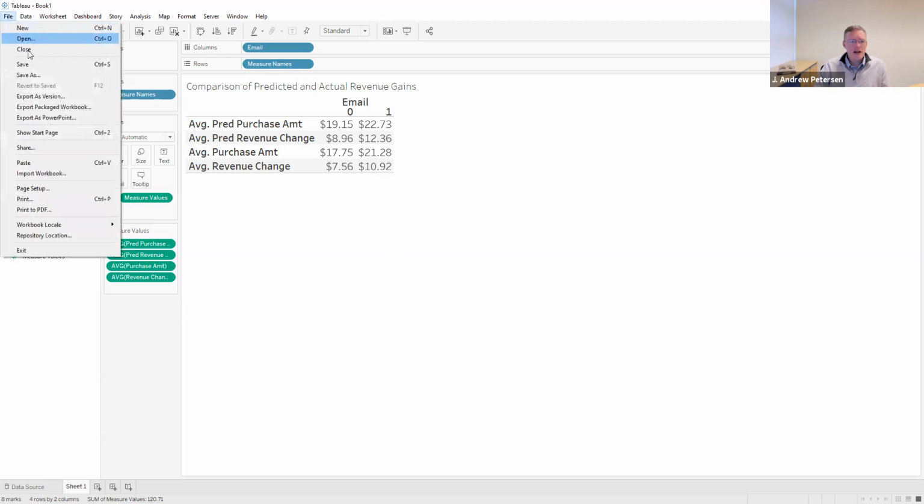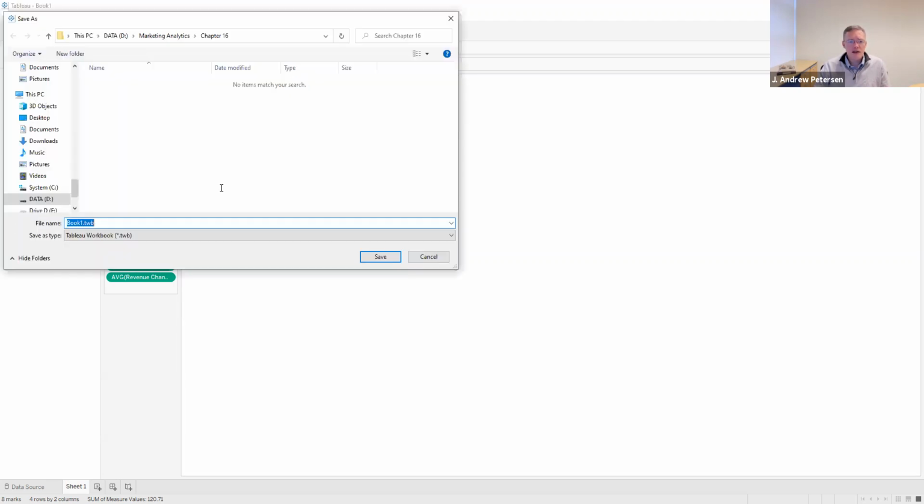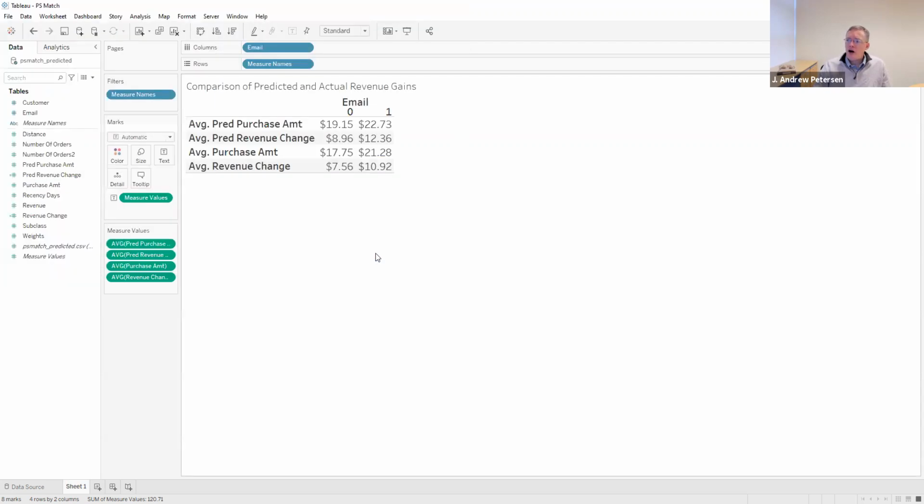So let's go ahead and save this. We'll say save as, and we're going to call this PS match. And we will save it as a Tableau packaged workbook so that our data is included here as well. And now we have done the analysis to match and measure the effectiveness of our email campaign using the propensity score matching.